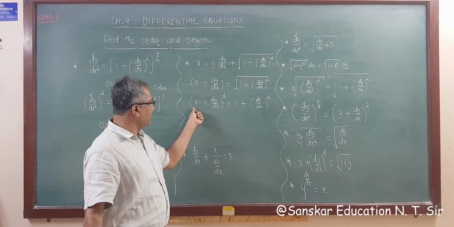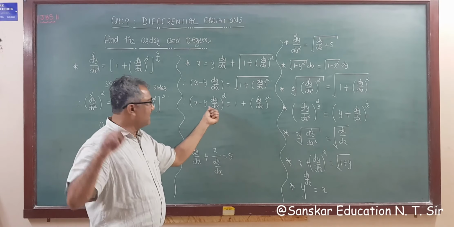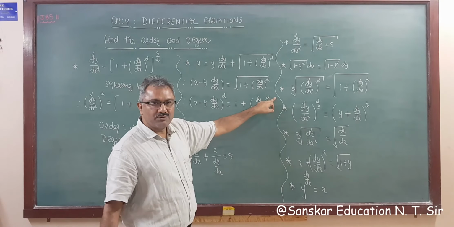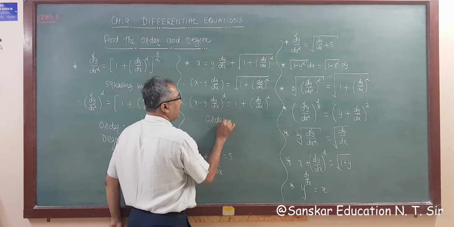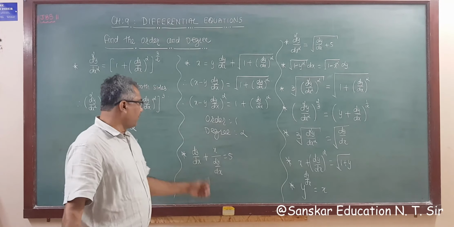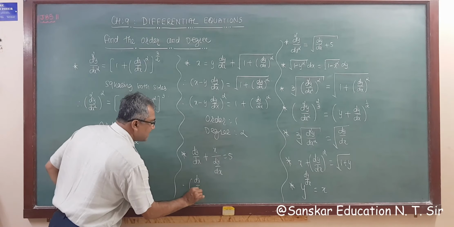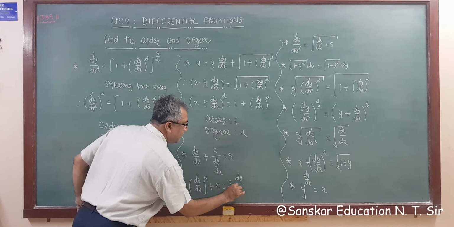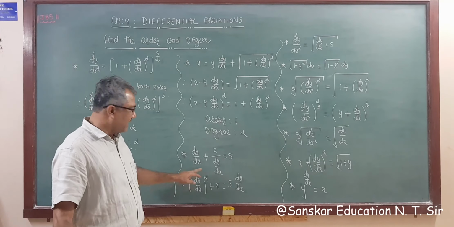Now if we expand, what we get? Highest power of this is a square is x square, 2ab only one power, and the derivative of this square is y square into dy by dx whole square. So highest order is 1, power of that is 2, so order is 1 and degree is 2 also. Right? So order here 1 and degree is 2. For this, if we take LCM, then this becomes dy by dx whole square plus x is equal to 5 times dy by dx. So highest order of the derivative is 1, order is 1 and degree is 2.